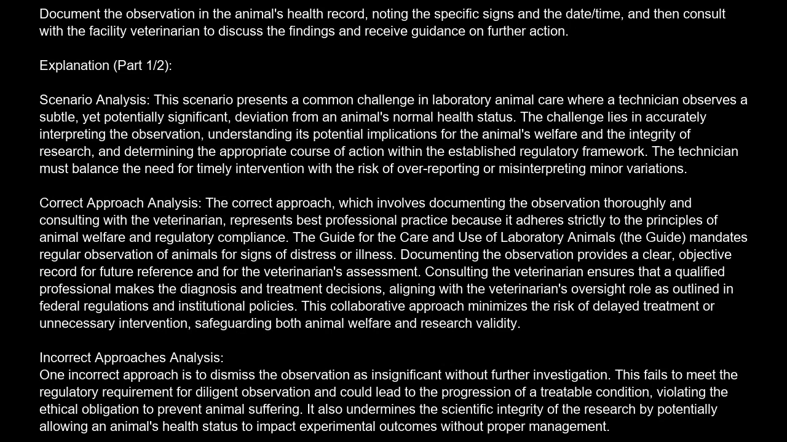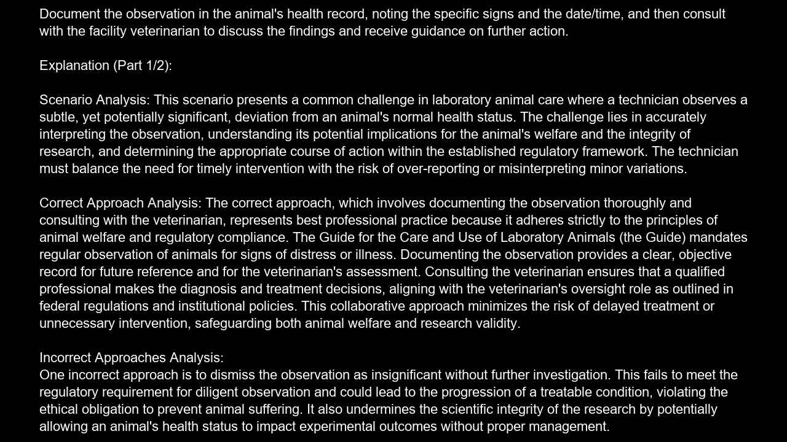The correct answer is C. Document the observation in the animal's health record, noting the specific signs and the date/time, and then consult with the facility veterinarian to discuss the findings and receive guidance on further action. Explanation. Scenario analysis.